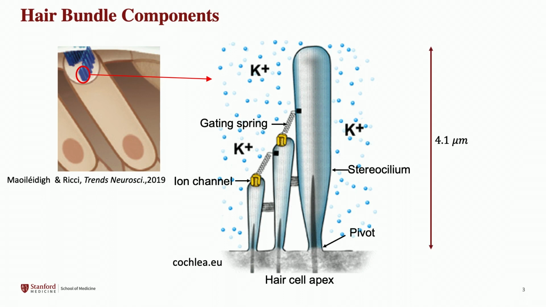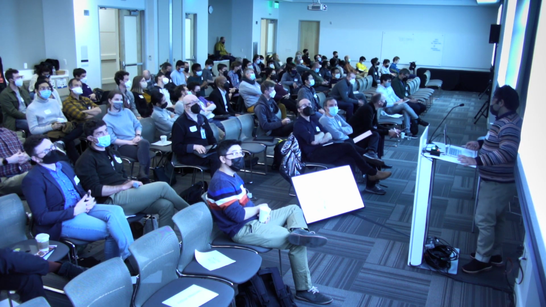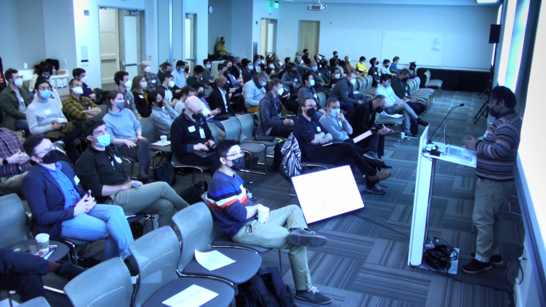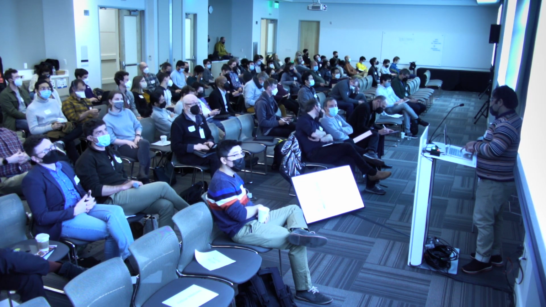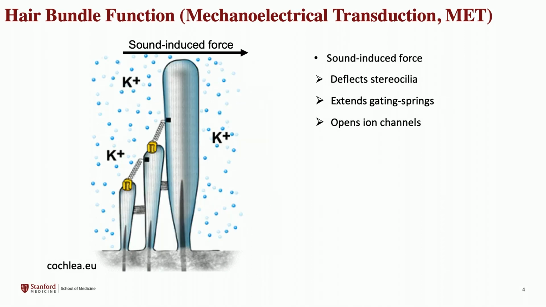In the model that we are developing for the outer hair cell hair bundle, the height of the longest stereocilium is 4.1 micrometers, and the stereociliary width is 200 nanometers. In simple words, the function of the hair bundle is mechanoelectrical transduction, or MET for short. In brief, the sound-induced forces deflect the stereocilia, which extends the gating springs, which opens up the ion channels, and as a result, potassium ions from the surroundings flow into the hair cell, thus setting up the receptor currents.